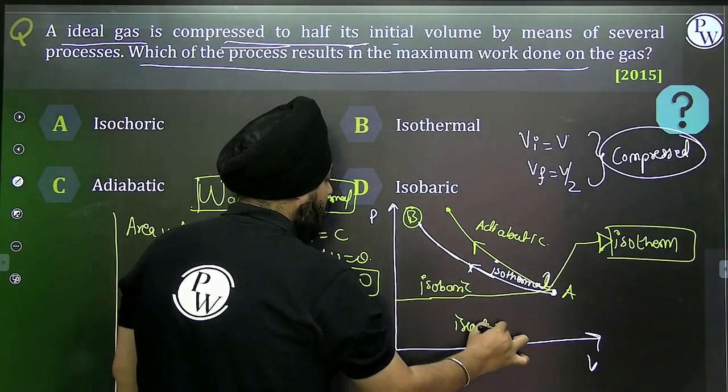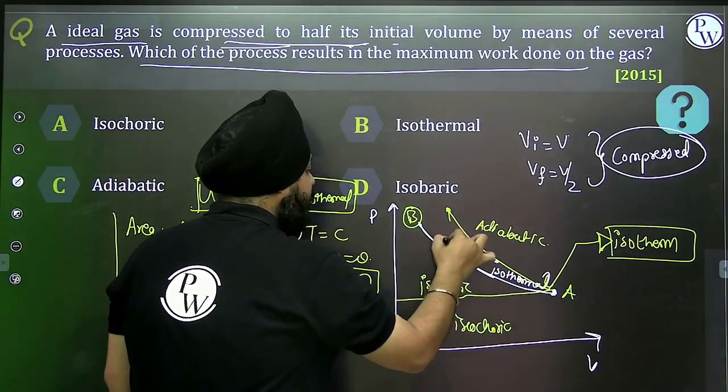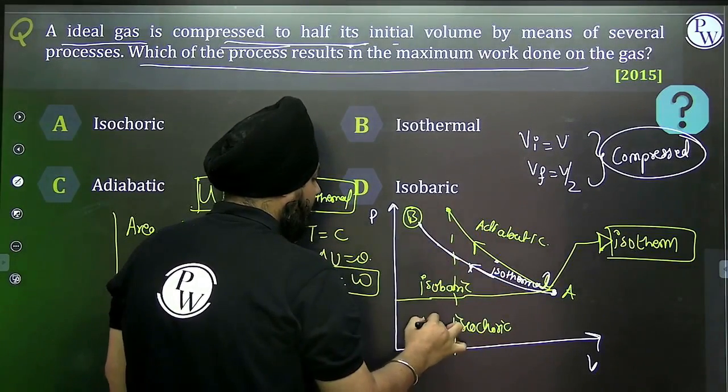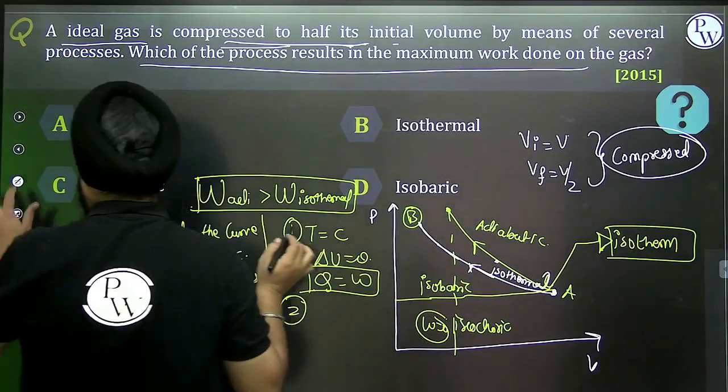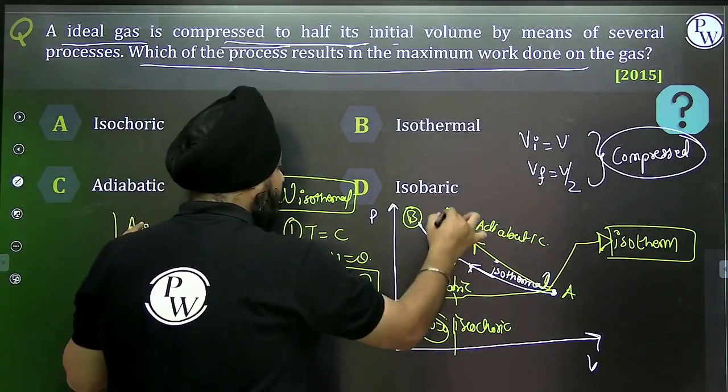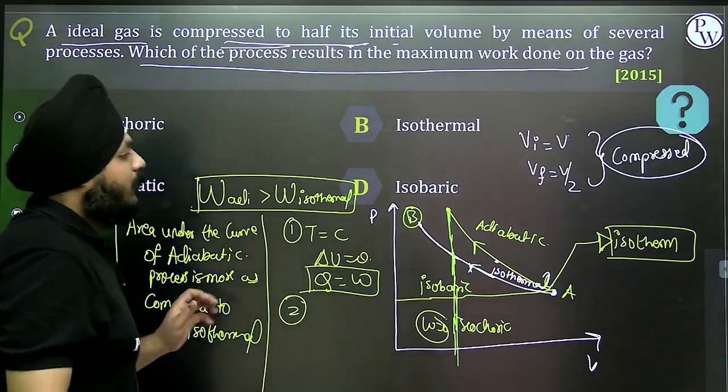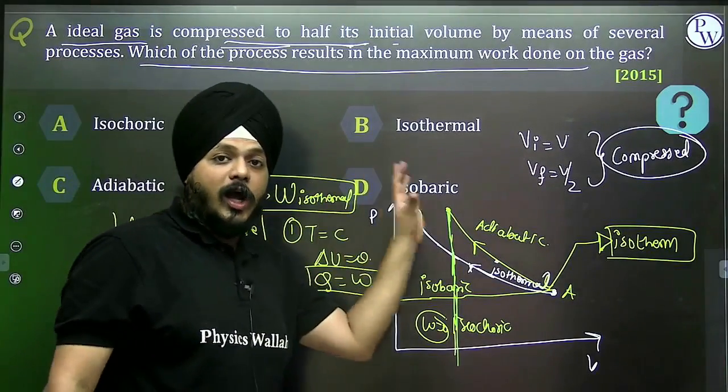For isochoric, we have the graph as just this straight line where work done is 0. The graph of the isochoric process is like this. So this is the actual graph.